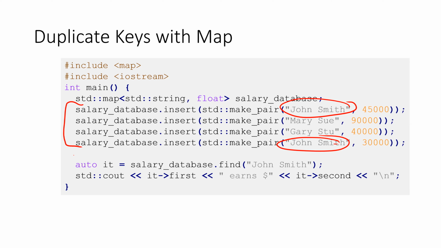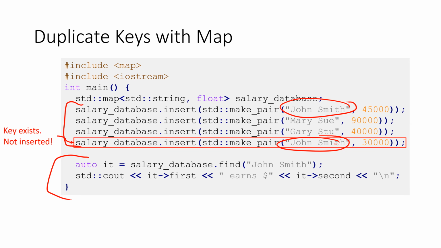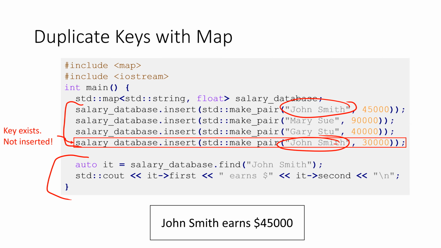I want to go through and print out everybody's salary. I know how to write that, so I write my little iteration code to go through and print everybody out. And what's going to happen? Actually, sorry, I didn't iterate over it. I didn't read my code carefully enough. I look up John Smith to print out what John Smith makes. Maps don't do duplicate keys. The second John Smith does not go into the binary search tree.